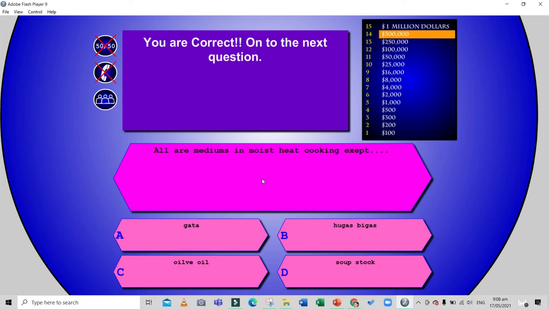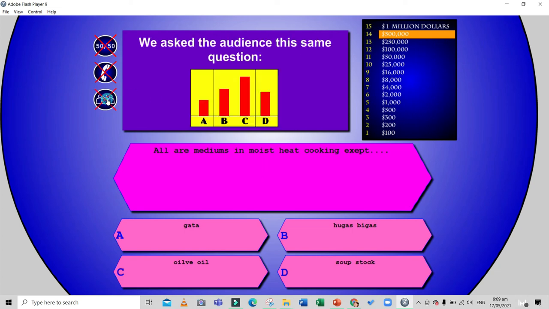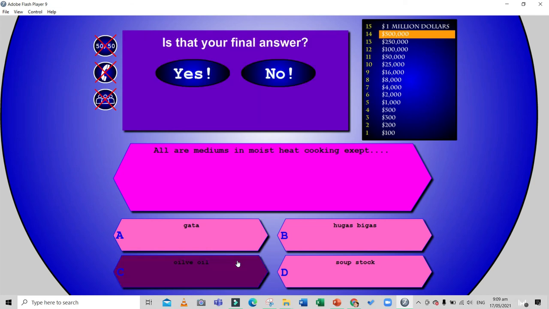Okay, for the 14th question, all are mediums in moist heat cooking except A. Gata, B. Hugas bigas, C. Olive oil, D. Soup stock. Let us ask the audience. Okay, according to them, the answer is C. Olive oil. Let us check.